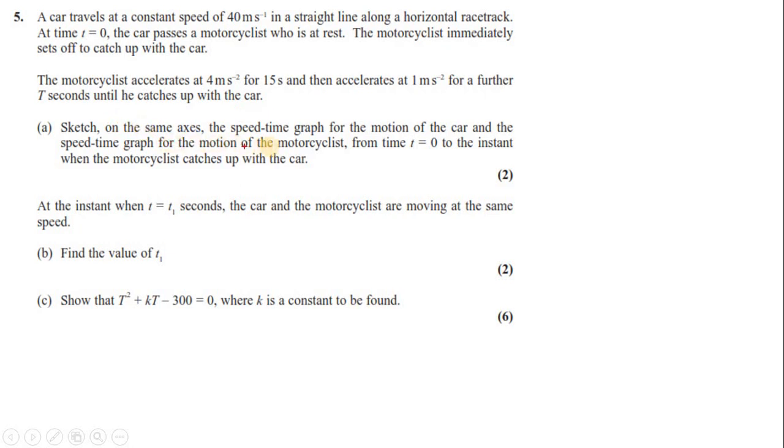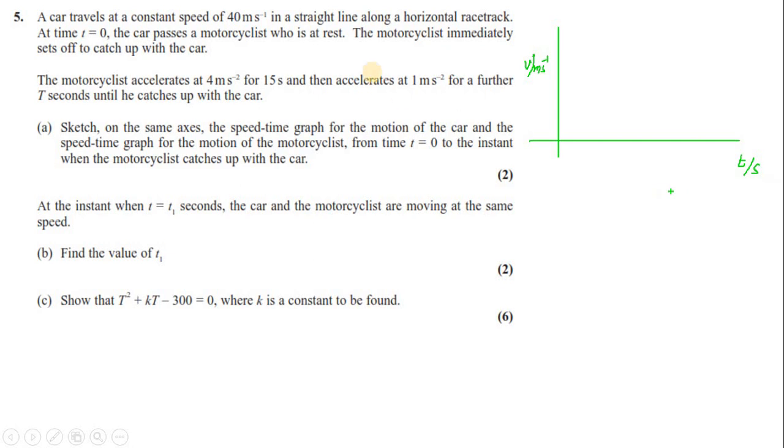Sketch on the same axes the speed-time graph for the motion of the car and the speed-time graph for the motion of the motorcyclist, for time t equal to 0 to the instant when the motorcyclist catches up with the car. So, the speed-time graph: we have a y-axis and x-axis. We take speed on the y-axis in meters per second and time on the x-axis, which will be in seconds.